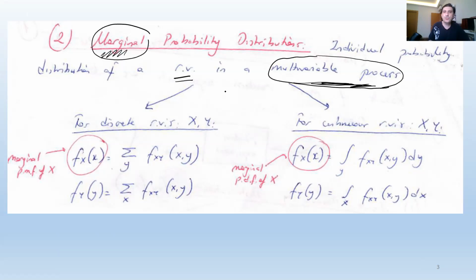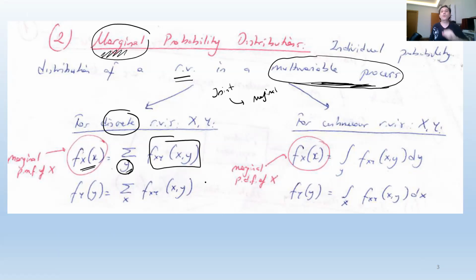Now what we are going to see is the relation between joint and marginal probability density functions, or probability mass functions for discrete random variables. Therefore, we are talking about probability mass functions. The marginal probability mass function of x is obtained by taking the joint probability function and summing it over all values of y.